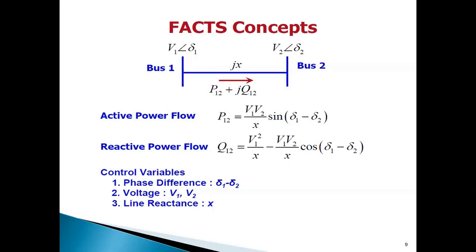So these are the three important parameters, or we call them control attributes. Attributes means parameters or variables. We can call them control parameters, control variables, or attributes. All are the same. So we have these three parameters: del, the phase or voltage angle difference, then the bus voltage magnitude, and it is only magnitude there, and the line reactance. With this we can understand the concept of FACTS.